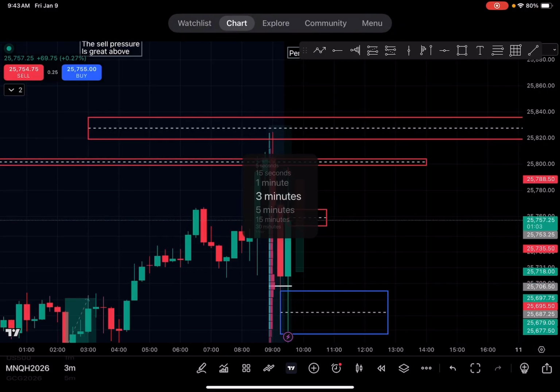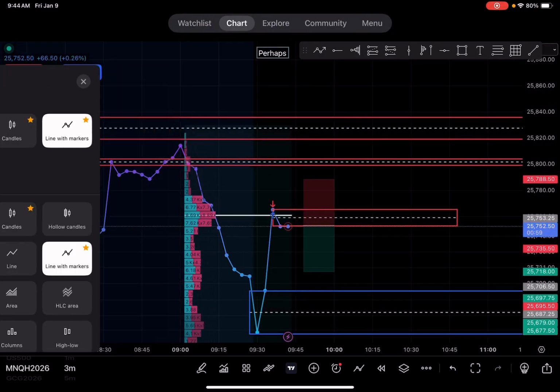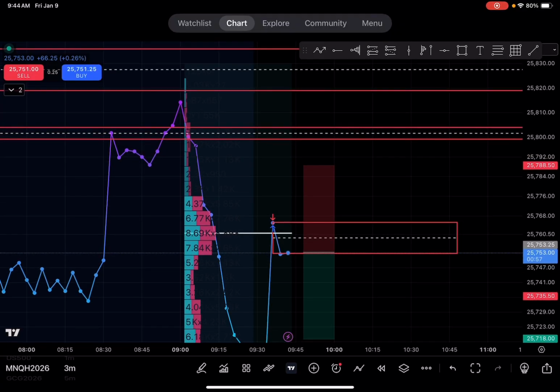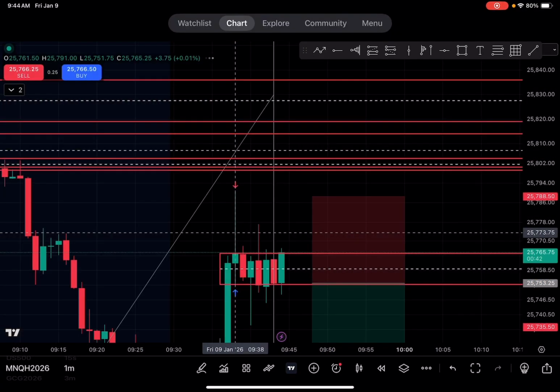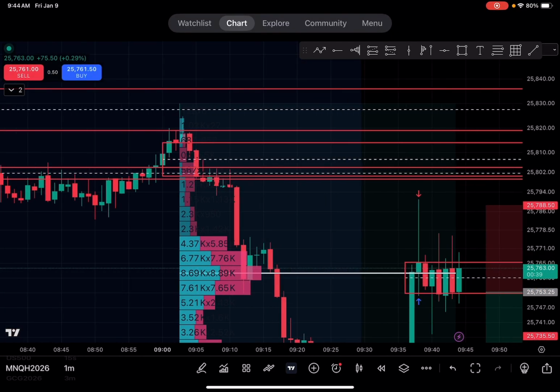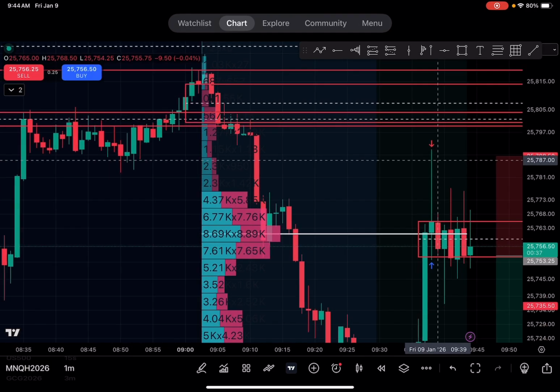Let's look at the correlation between our externals. So this is our 3-minute external. This is the 1 minute zone. No, that's our 3 minute. Our 1 minute, there's no correlation, so selling there would be a bad idea.